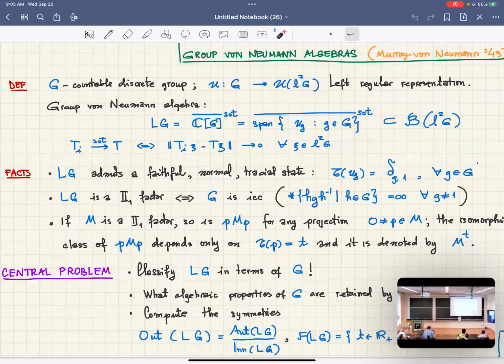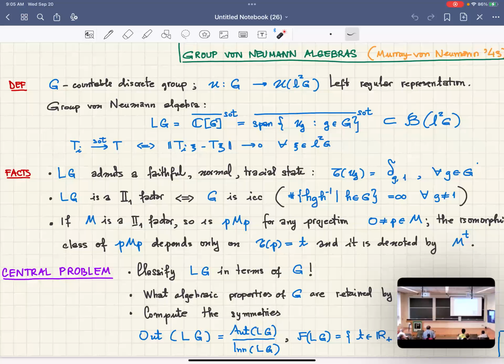Now, a few basic facts about this object. A group von Neumann algebra admits a faithful normal tracial state: for every operator induced by a group element g, you just associate the Dirac delta at the point g. So it is 0 if g is not the identity element of the group, or it's 1 otherwise, okay? Now, because the algebra admits such a faithful tracial state, that implies automatically that the von Neumann algebra is a finite von Neumann algebra. Okay, so that's very nice.